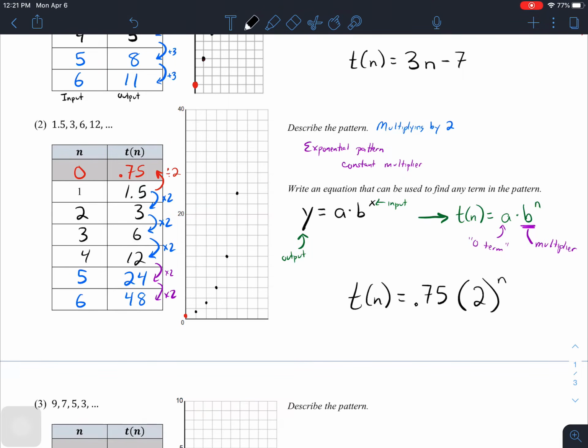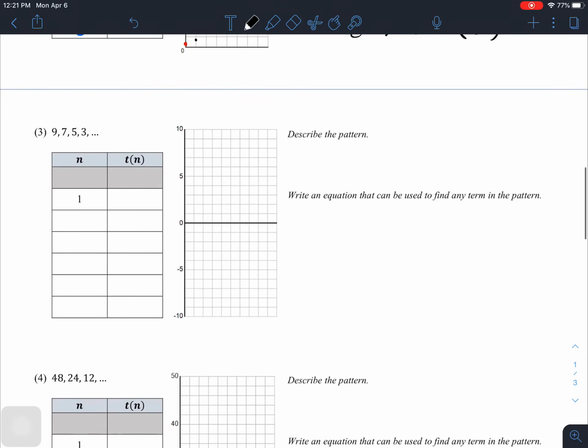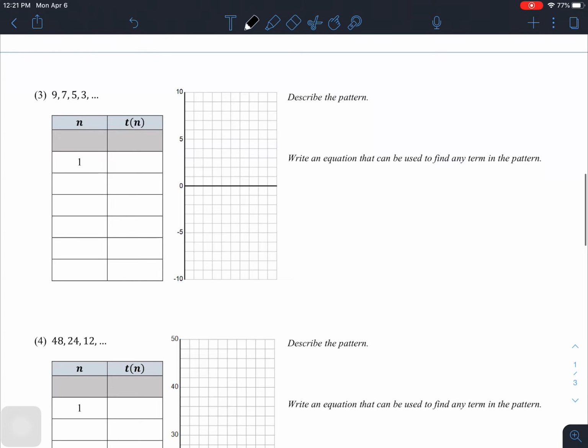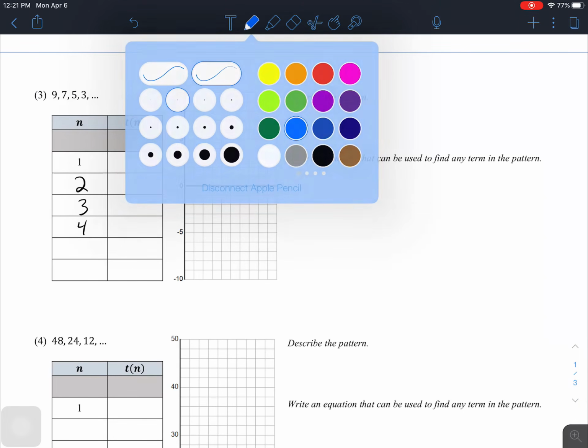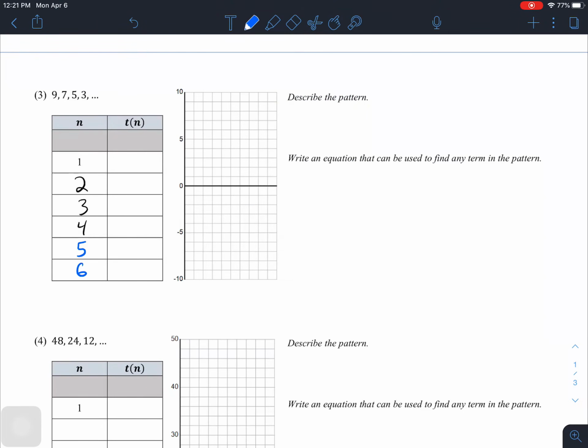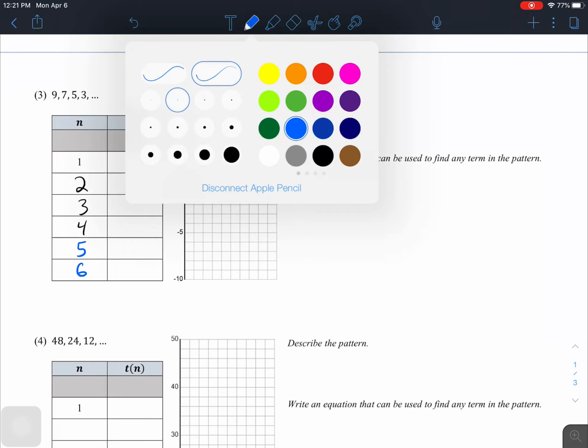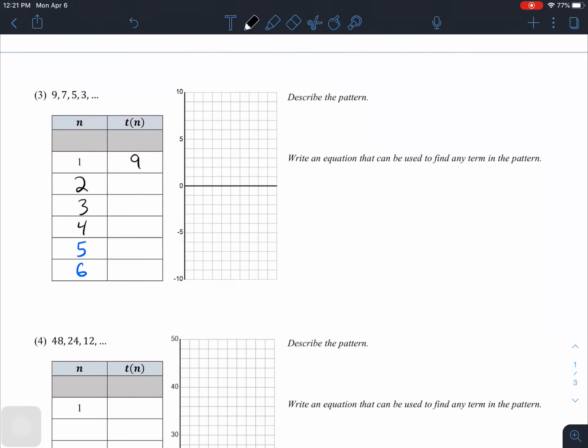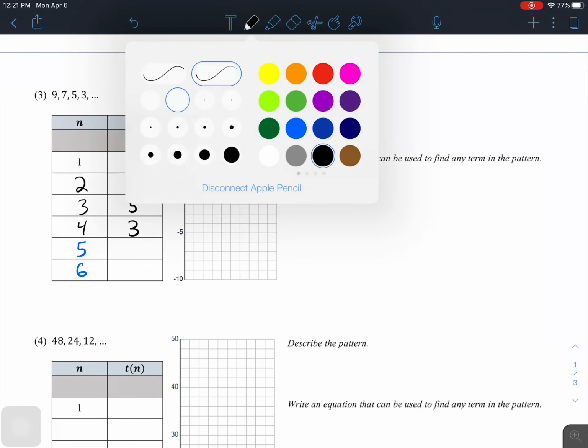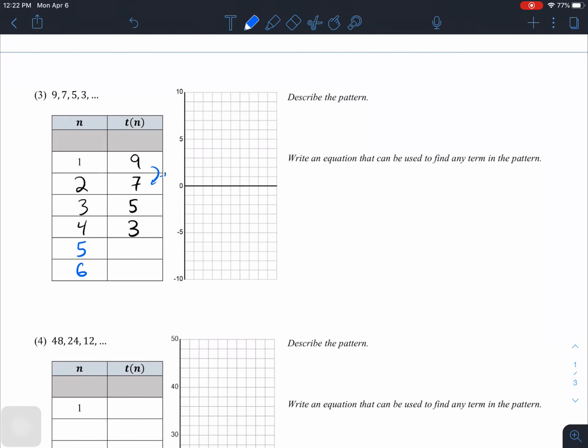We're trying to relate it to the exponential form that we dealt with before. So let's look at questions 3 and 4. So number 3, I'm going to fill in my term positions. So this would be 2, 3, 4, and those are given to me. 5 and 6 I'm going to find. The first term is 9. The second term is 7. The third term is 5. The fourth term is 3.